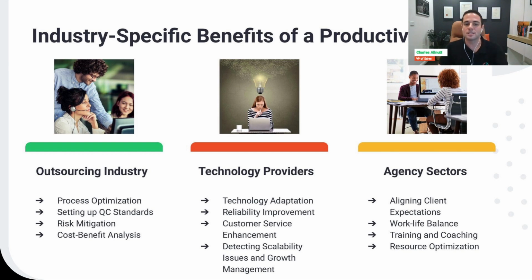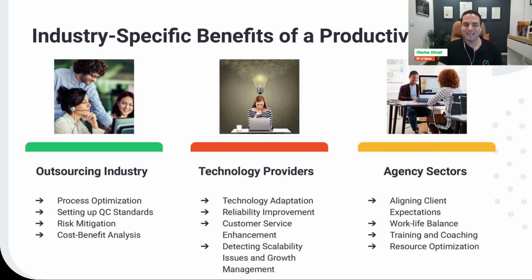Lastly, agencies can use productivity audits to align their offerings better with client expectations, ensuring a match between deliverables and client needs. They also promote healthy work-life balance among staff to prevent creative burnout, which is key to these creative industries that the agency sector really deals with. Moreover, they can lead to effective training and coaching to facilitate resource optimization, making the most of available resources.